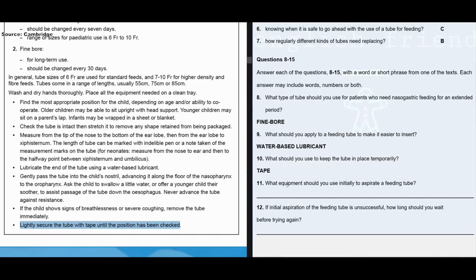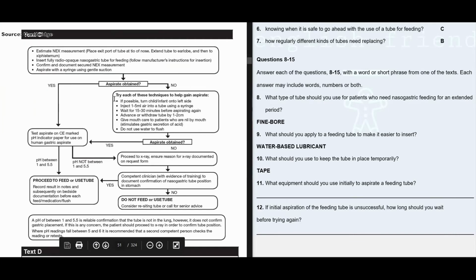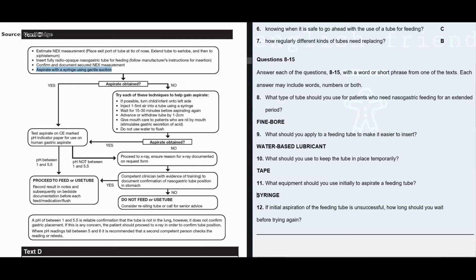Question number 11. What equipment should you use initially to aspirate a feeding tube? Information regarding aspiration can be found in text C. Here, you may see in the first box, last point, aspirate with the syringe using gentle suction. So the answer for question number 11 is syringe. Or it can be even a syringe.